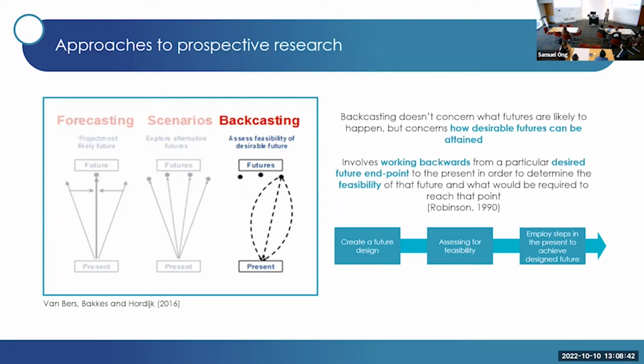So backcasting doesn't concern what features are likely to happen, but how desirable features can be attained. And it involves working backwards, like I said, from a particular desired future endpoint in the present in order to determine the feasibility of actually achieving that future. So what we do in the process is we create a future design, we then assess it for feasibility, and then we look at what steps we need to employ to create that design feature itself.